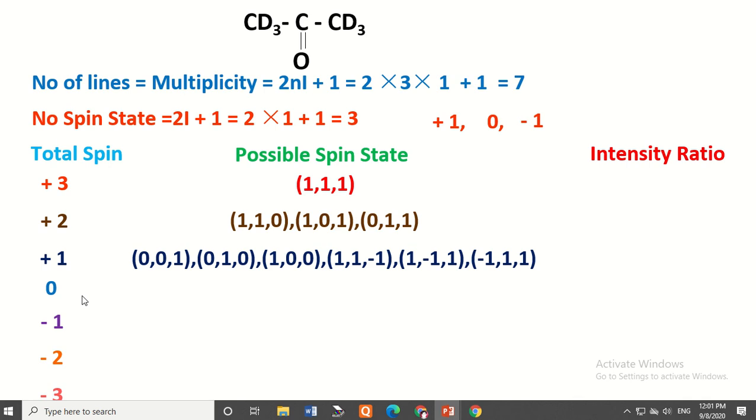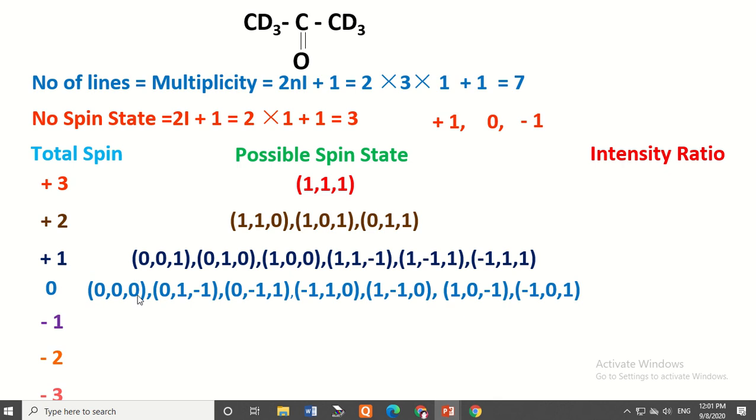Now, how many possibilities are there when the total spin state is 0? We know that in this compound, 3 deuterium are attached. Therefore, consider 3 spins in the bracket. The spin of the first nucleus is 0, the second is also 0, and the third is also 0. All sum to 0. In the second way, the first nucleus has spin 0, the second has spin plus 1, and the third has spin minus 1. Therefore, 0 plus 1 minus 1 is also 0. The next is 0, minus 1, 1. Then minus 1, 1, 0. Then 1, minus 1, 0, which is also 0. Then 1, 0, minus 1, and minus 1, 0, 1. That gives 7 possibilities.